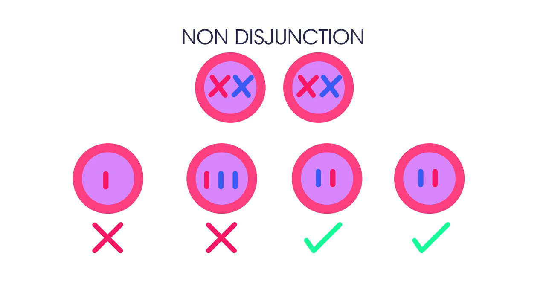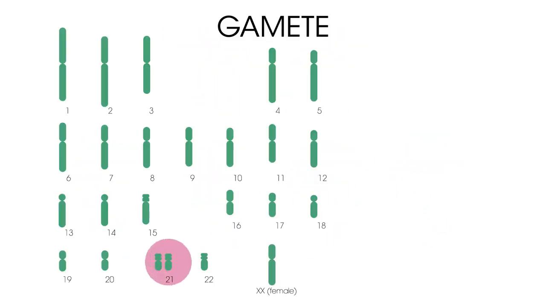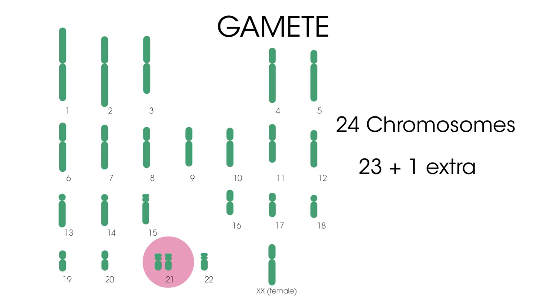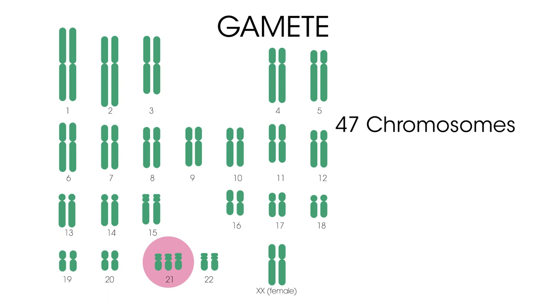One example of non-disjunction in humans is the condition known as Down syndrome. In this case, the 21st chromosome fails to segregate, and the gamete produced possesses 24 chromosomes, 23 plus an extra copy of chromosome 21. The fusion of this gamete with a normal one results in the offspring having 47 chromosomes.